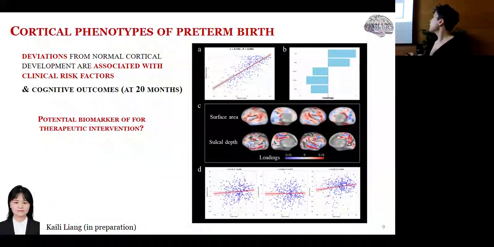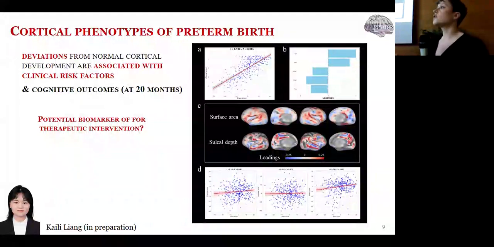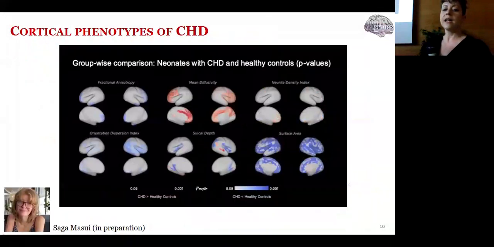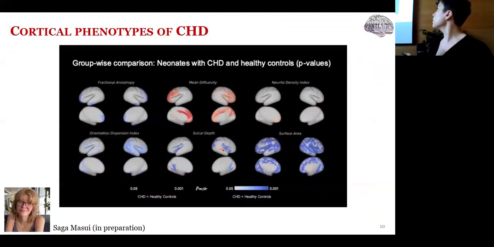So this suggests that these areas that are being picked up as consistently different could potentially represent a biomarker for therapeutic intervention. And interestingly, this pattern, that those areas of the brain that are developing latest are most impaired, is also seen in babies that are born with congenital heart disease.